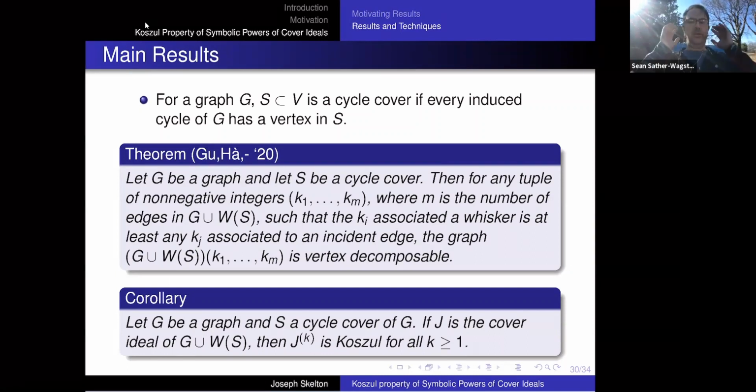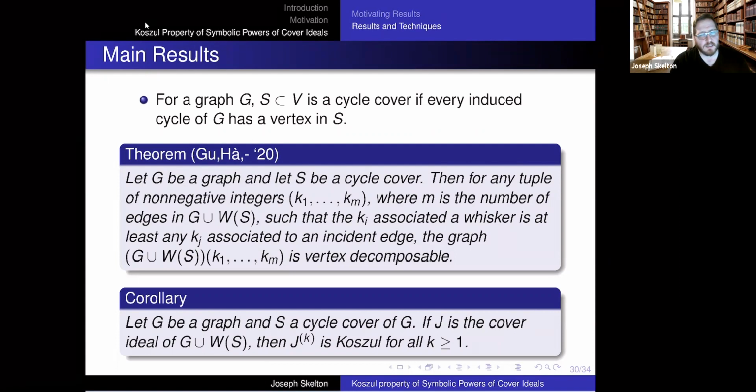Joseph, I have a question. The cover ideal is the Alexander dual of the edge ideal and vice versa. So getting these results for symbolic powers of cover ideals, are you getting any new information about edge ideals by Alexander duality? It's possible. I don't think we've actually looked at that. That's a really good question.